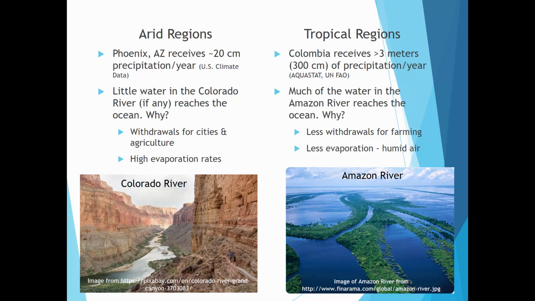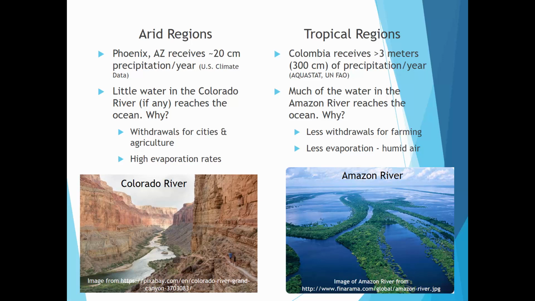So as a case study, Phoenix, Arizona receives about 20 centimeters of precipitation per year. So if you put that into inches, I think that's about 8 inches. And then the main water source for Arizona and for Phoenix is the Colorado River. But the Colorado River is a very impacted river, and very little of the water that is in the Colorado River, if any, reaches the ocean. So most of that water is consumed before it can get to the ocean.